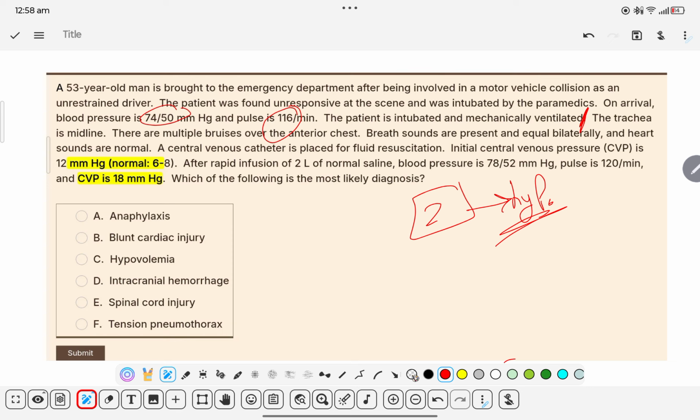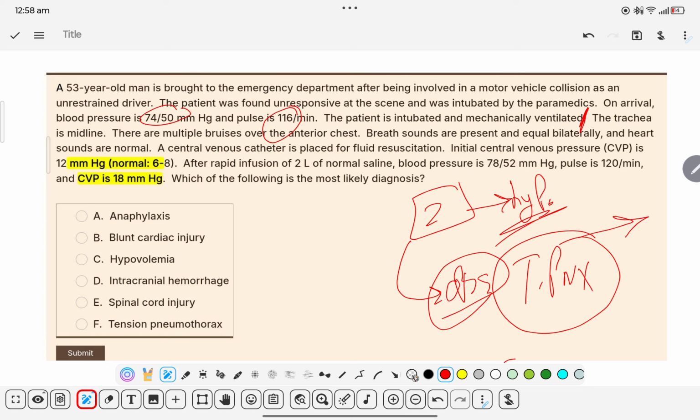Okay, the next thing that comes to my mind is obstructive shock. Obstructive shock can be caused by multiple causes too. The first thing that comes to my mind is pulmonary embolism. However, in traumatic settings, you should think of tension pneumothorax. And tension pneumothorax can be excluded by chest examination, as it will present with tracheal deviation to the opposite side, decreased air entry on the affected side, and tympanic percussion on the affected side.